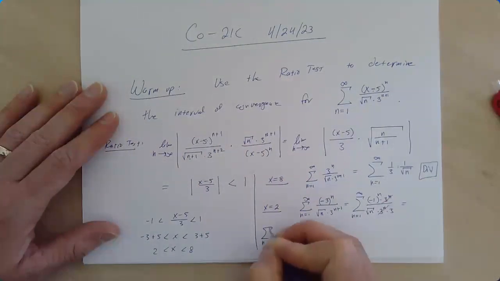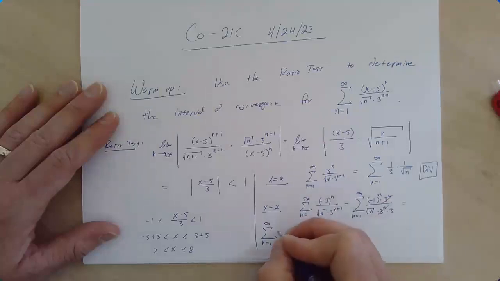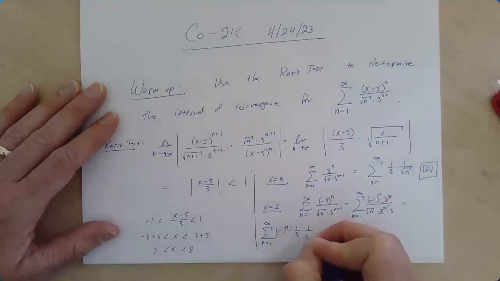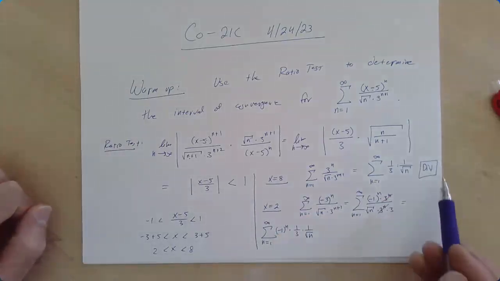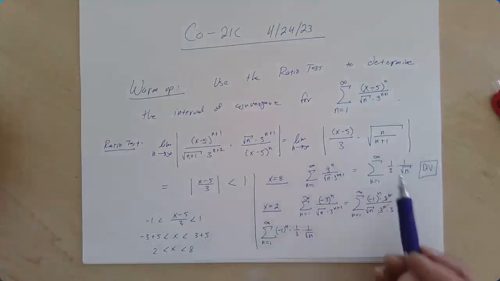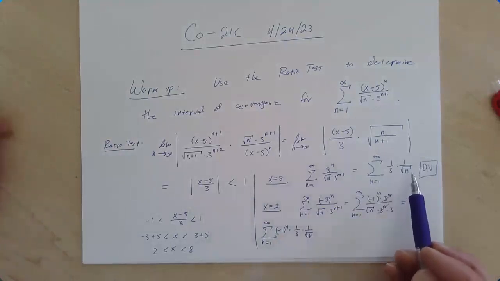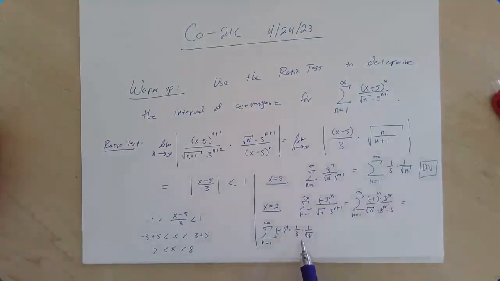With the sum from n equals 1 to infinity of negative 1 to the n times 1/3 times 1 over the square root of n. Now, if this previous one had converged, I would just say, well, great. This thing is the same as that, so it's alternating. So it's also going to converge by slapping absolute values around it. And so I can say it converges by the absolute convergence test.